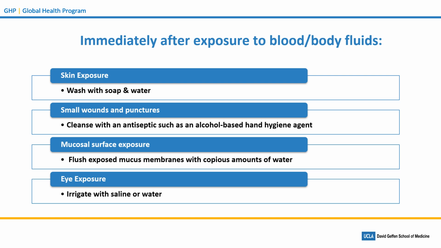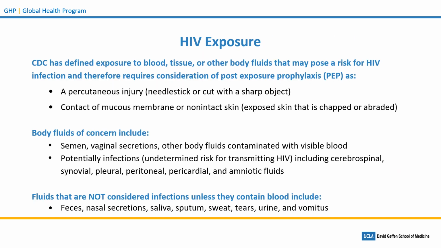If you do experience an exposure to blood or body fluids, the first thing to do is to wash the skin with soap and water, cleanse with an antiseptic such as an alcohol-based hand hygiene agent, flush any exposed mucous membranes with lots and lots of water, and if there is eye exposure, irrigate with saline or water. I'll let you all read this on your own time, but briefly, this slide describes the CDC definition of any exposure to blood, tissue, or other body fluids that may pose a risk for HIV infection. So please take a minute or two to read this slide.